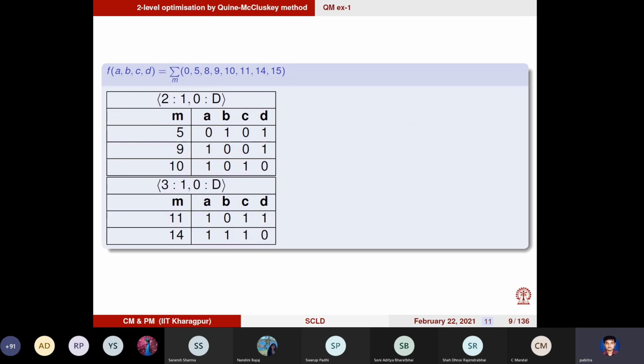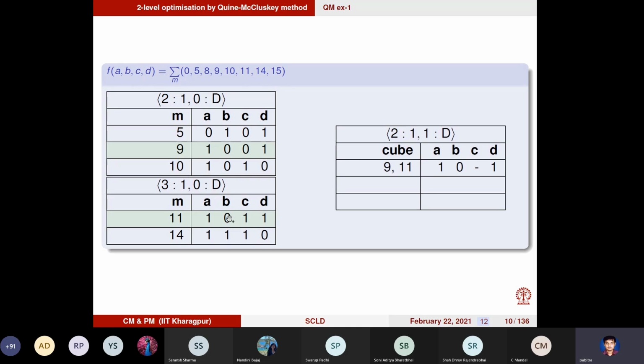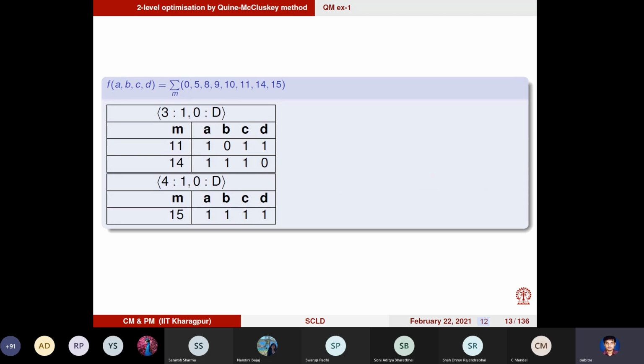Now let us look at these 3, and let's see if we can combine with the other 2, that is 11 and 14, the other 2 minterms. So we see that 9 and 11 can be combined, and this is what we get. Similarly, 10 and 11 we can also combine, 10 and 14 we can also combine. Okay, and we can get a reduction because of that.